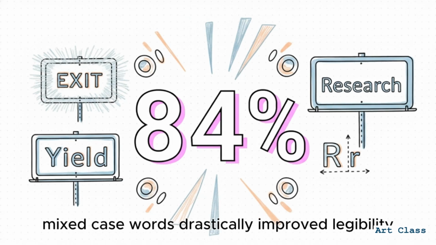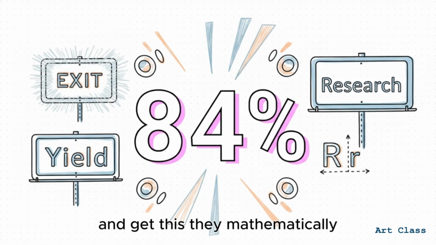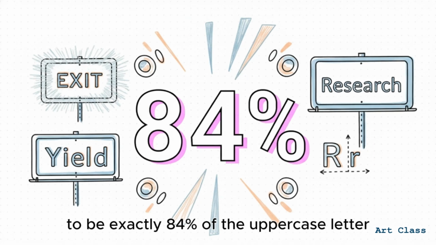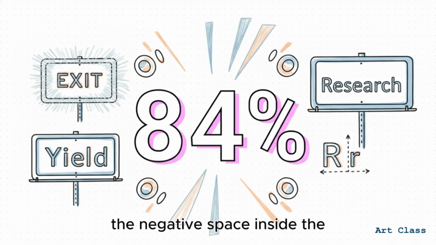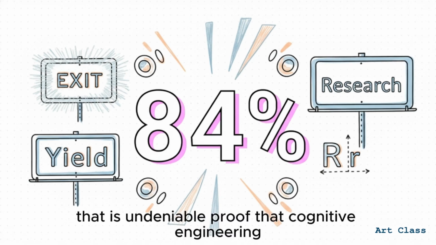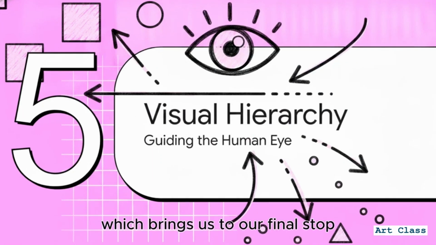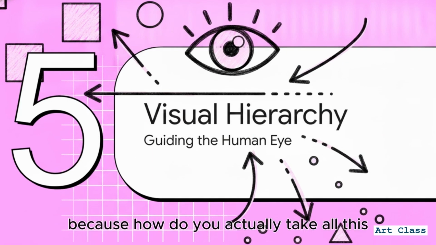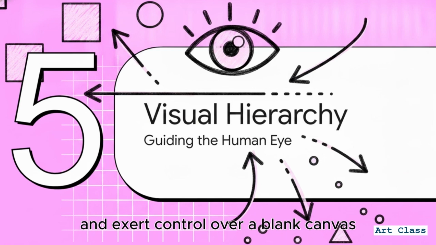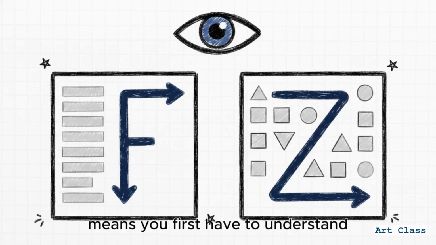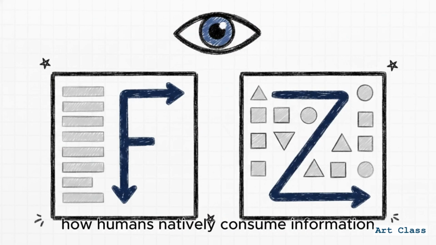They figured out that mixed-case words drastically improved legibility. And get this, they mathematically engineered the lowercase loop height to be exactly 84% of the uppercase letter. They purposely opened up the negative space inside the letters to stop that glowing effect from filling them in. That is undeniable proof that cognitive engineering trumps pure decoration, hands down, every single time. Which brings us to our final stop, Section 5, Controlling Visual Hierarchy. Because how do you actually take all this and exert control over a blank canvas to guide the human eye systematically? Well, establishing that hierarchy means you first have to understand how humans natively consume information.